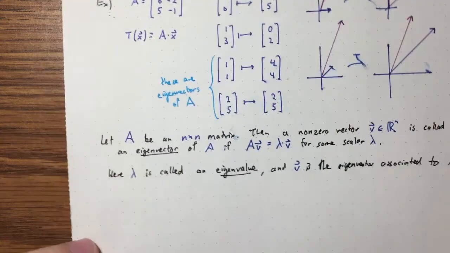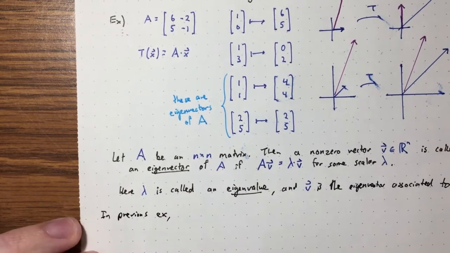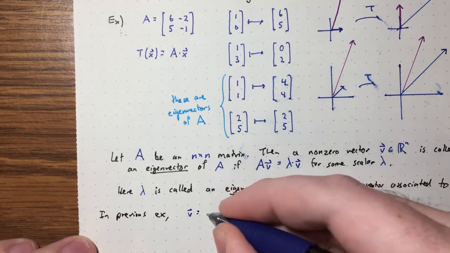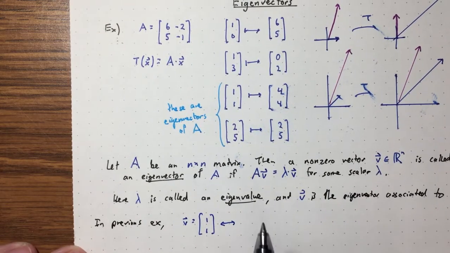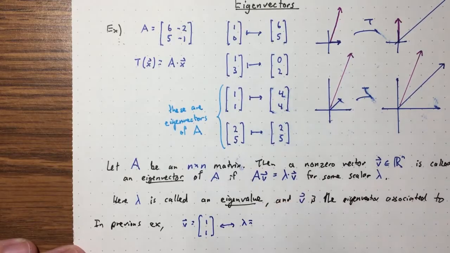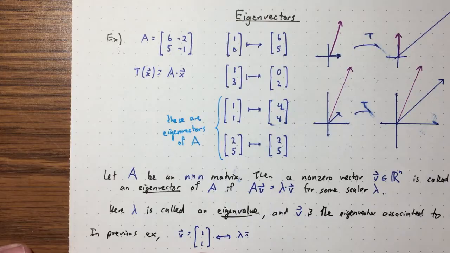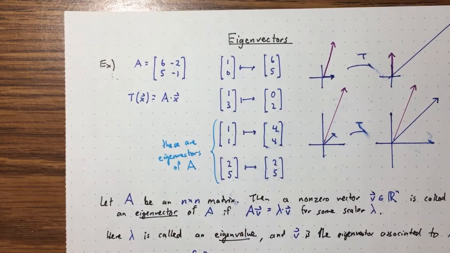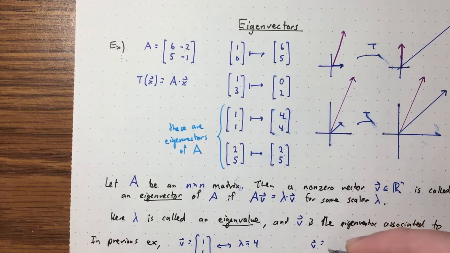So in the previous example, we had an eigenvector 1, 1 that corresponded to the eigenvalue. What is the eigenvalue associated to this eigenvector? Well, when we did A times V, we got 4 times V, right? It got multiplied by 4. So this lambda is 4. And how about my other eigenvector?